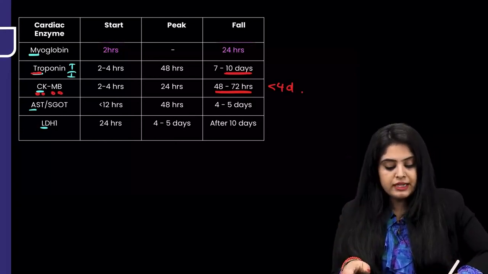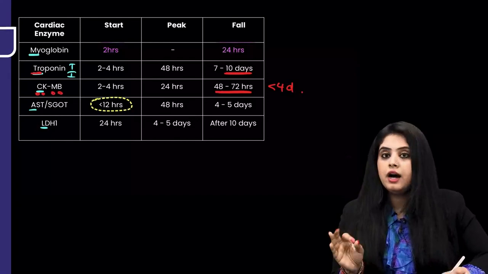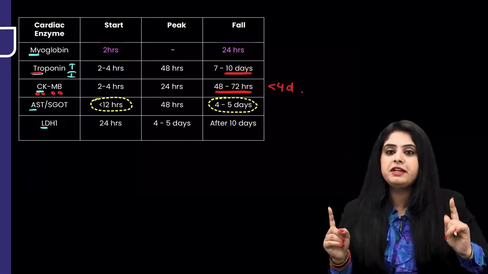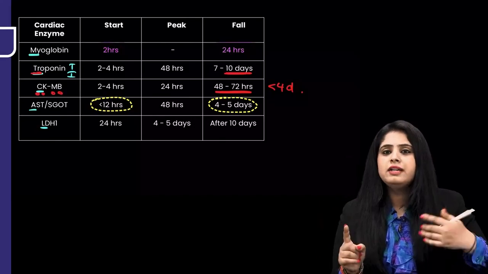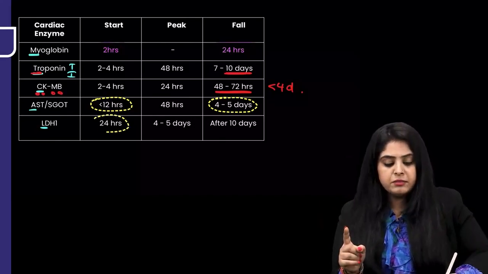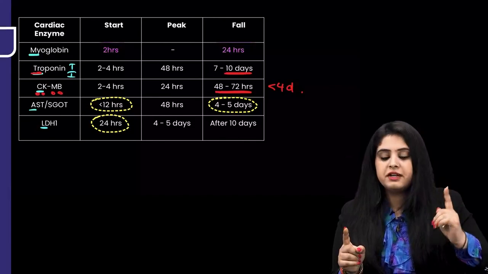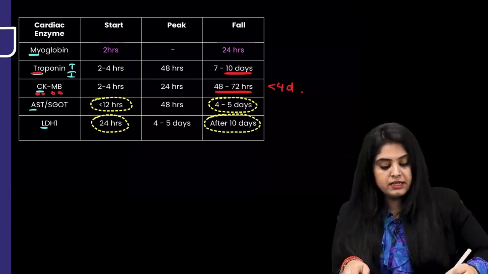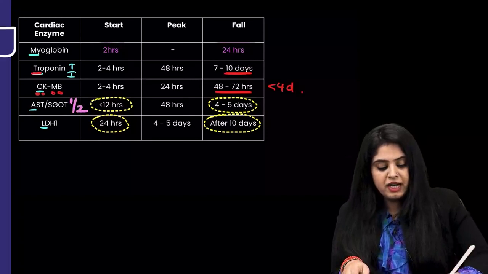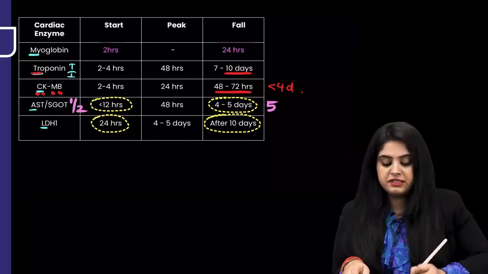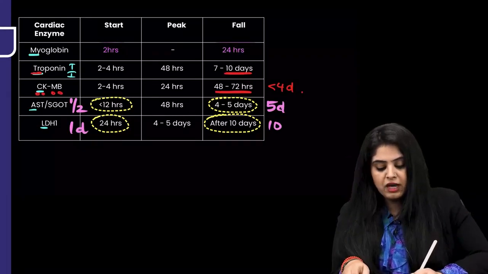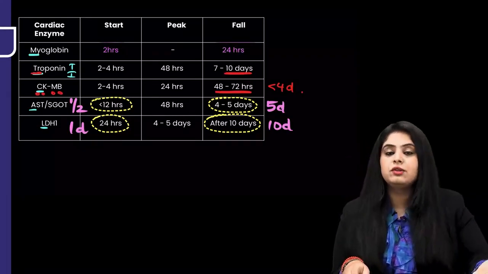So if you learn that AST rises within half a day and falls by the 5th day, what did you learn? Half and 5. Half day, 5 day. So double LDH. Half doubled is going to be 1, so it rises in 1 day, and 5 doubled is 10, falls by the 10th day. So repeating, if AST rises by half day and falls by 5 days, then LDH is going to rise on the 1st day and fall after 10 days. So it is double, that's all that you have to know.